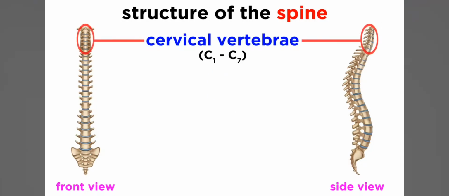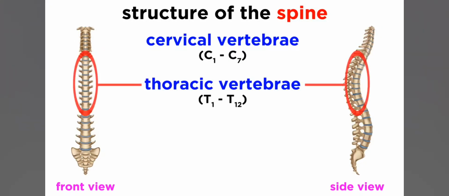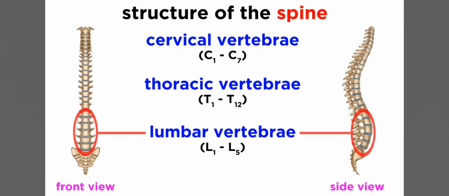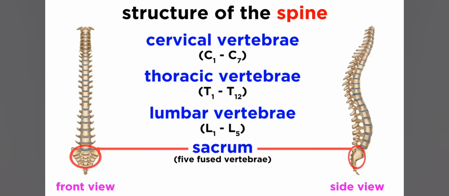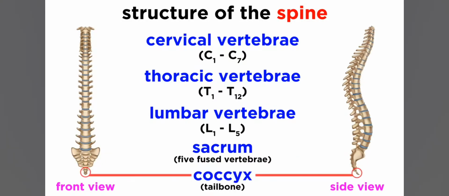At the top, we have the cervical vertebrae, which are the first 7. The next 12 are called the thoracic vertebrae. The remaining 5 are called the lumbar vertebrae. We should note that the vertebrae get larger as we go down in order to support more and more weight. Below the vertebrae, we can find the sacrum, which is actually 5 vertebrae fused together. And lastly, below the sacrum, there is the coccyx, otherwise known as the tailbone, which is made of a few tiny vertebrae fused together. Of course, there is much more to the spine than just the vertebrae.